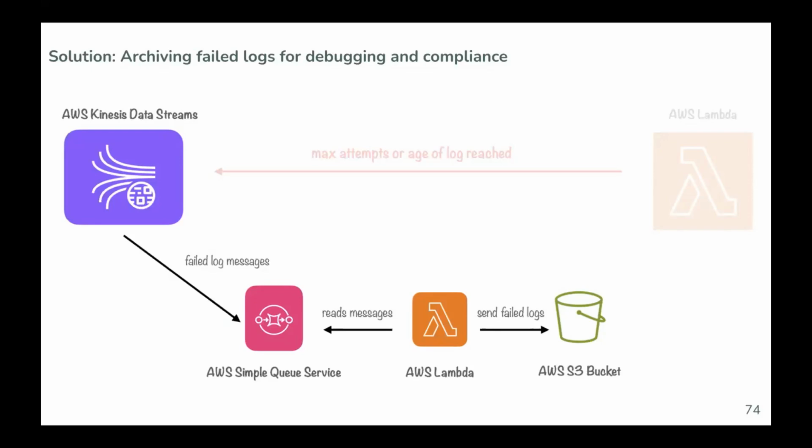The Lambda function then reads from the dead letter queue and stores the failed logs in S3 before clearing them from the queue asynchronously. While this approach introduced added complexity, it ensured that failed logs would be archived for debugging and compliance needs, supporting our core use case.